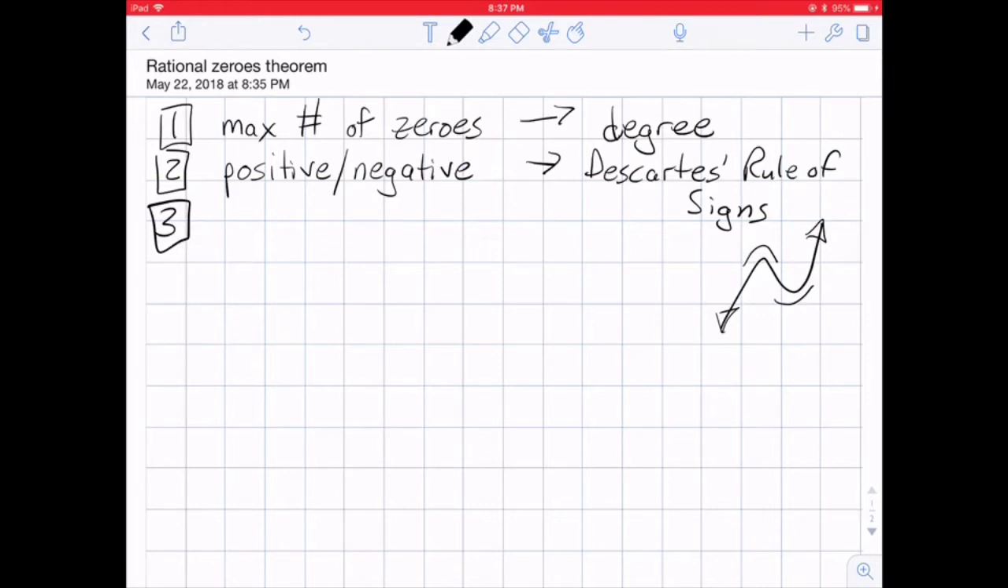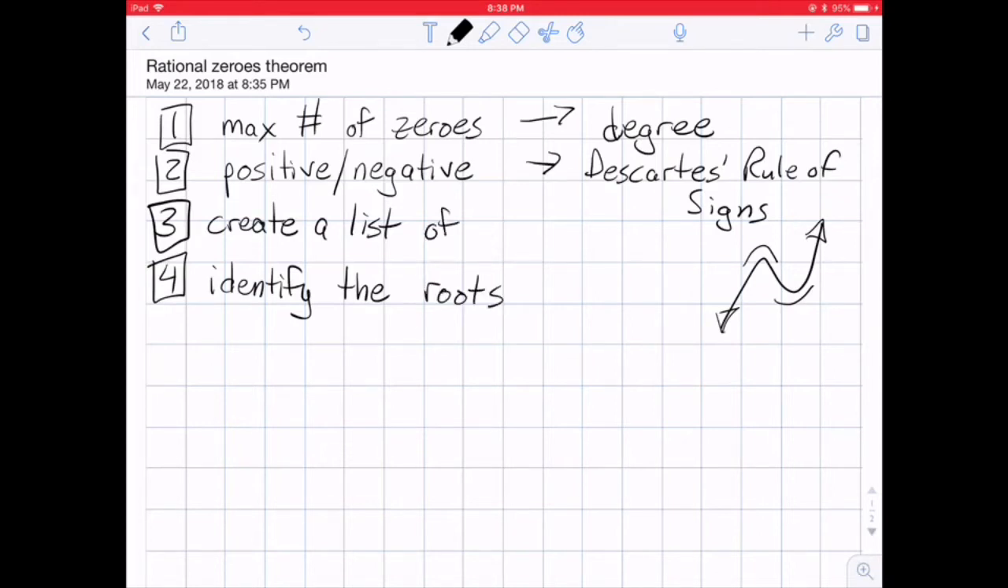The third step is to create a list of possible rational zeros. And that is where the bulk of the work is going to be done here. That is the rational zeros theorem. After you have created a list, you need to identify which one is the actual root, or more than one root, depending on how many there are in your polynomial. Create a list of possibilities. So these are the four steps that I'm about to walk you through an example with.